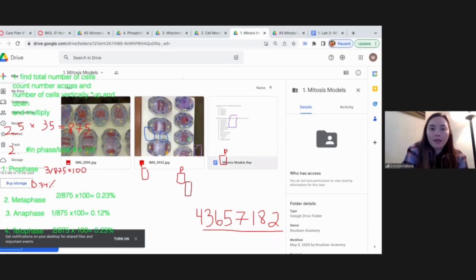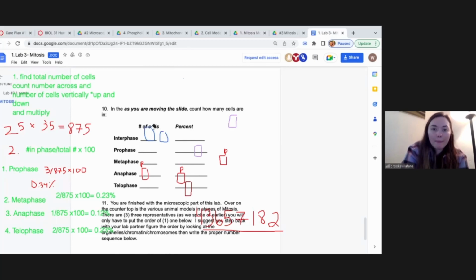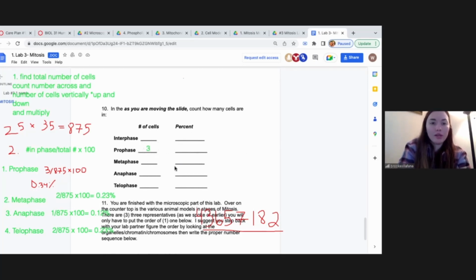Okay, so where would you write these? So if you go to your packet, I know there's a lot of writing. You're going to write these down right here. Okay, so I'll just do that really quick so we can show you how to do interphase. So for the number of cells, we said it was 3, 2, 1, 2. For the percent, we said it was 0.34%, 0.23%, 0.12%, and 0.23%. And I'm going to let you guys do whitefish blastula on your own, okay?